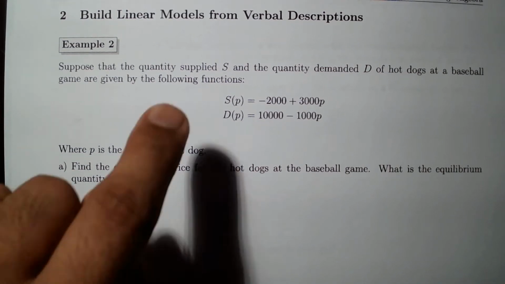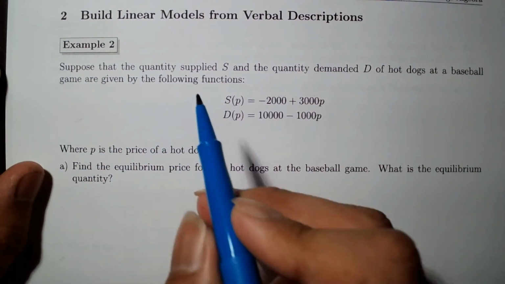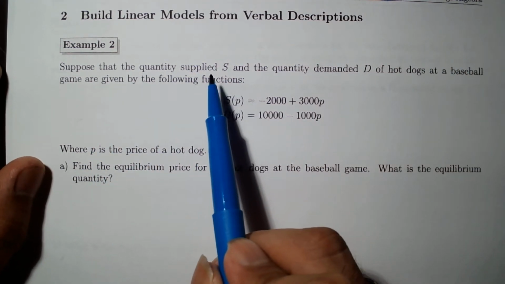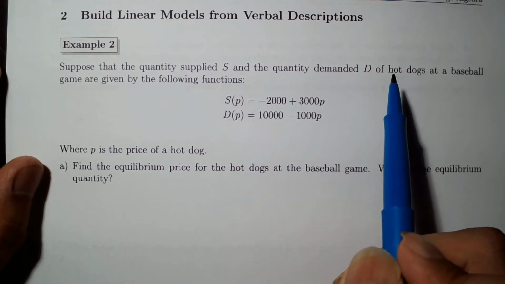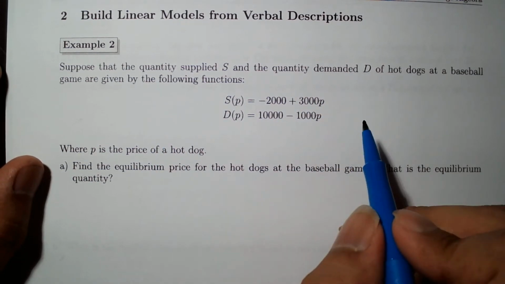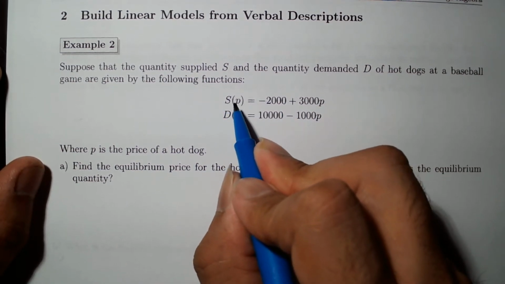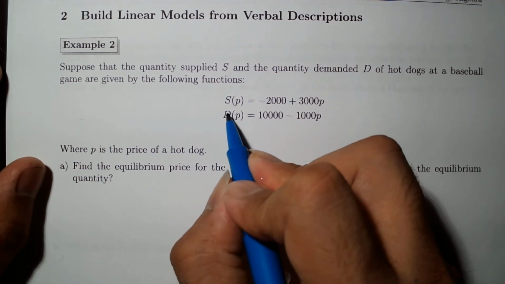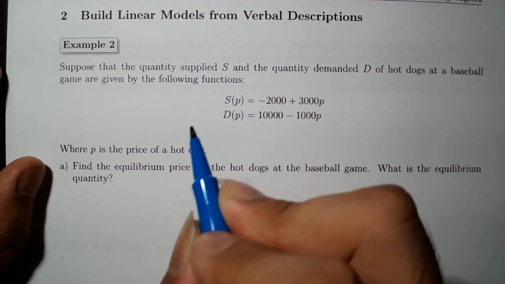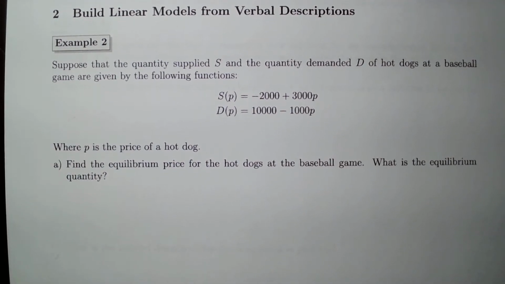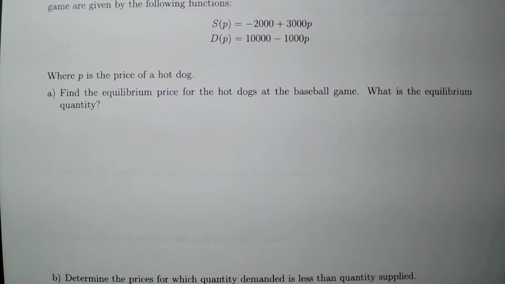For example, here we have a situation in which the functions that model the quantity supplied and the quantity demanded of hot dogs at a baseball game are given by these two functions, in which S is the supply, which depends on the price, and D means demand, and P is the price. So we have these two functions. P is the price of the hot dog. Find the equilibrium price for the hot dogs at the baseball game, and what is the equilibrium quantity.